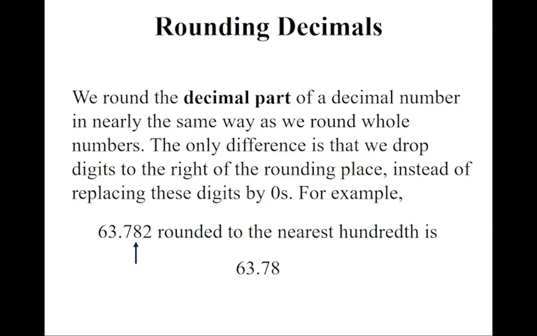When we round a number to the nearest hundredth, our answer will be in hundredths. If we were rounding to the nearest thousandth, our answer will be in thousandths. If we're rounding to the nearest tenth, our answer will be in tenths. If we round to the nearest whole number, then we don't have a decimal at all.